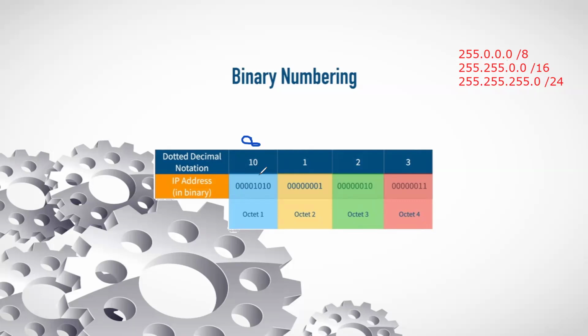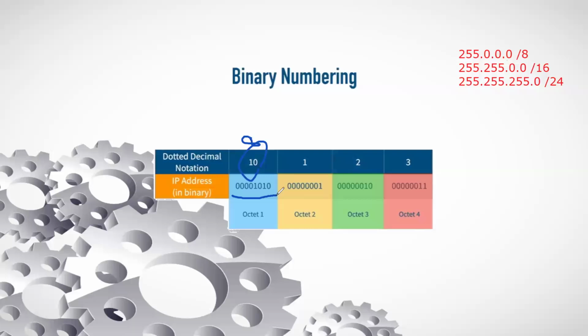That is what is depicted here. You have the value 10, right? You have converted this into 0, 0, 0, 0, 1, 0, 1, 0. That's your value 10. Now your question is, how did we get that value 10, and how did we convert it to binary? We'll look into that. Prior to that, you need to understand that each octet has 8 bits.